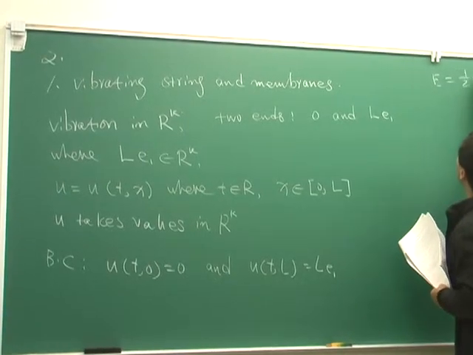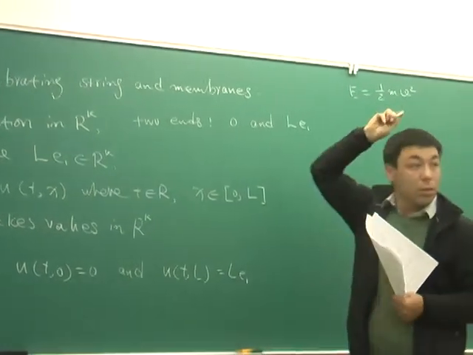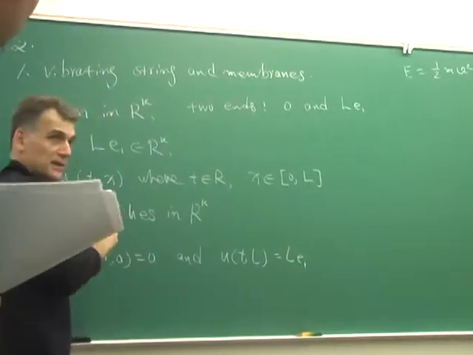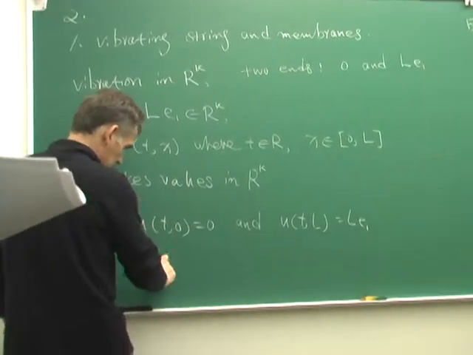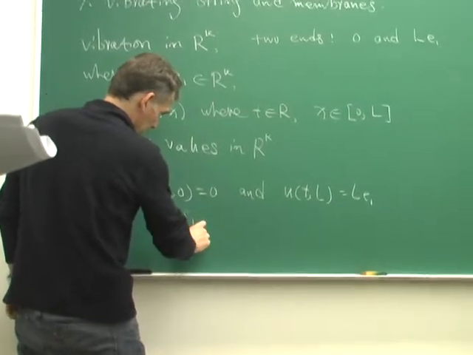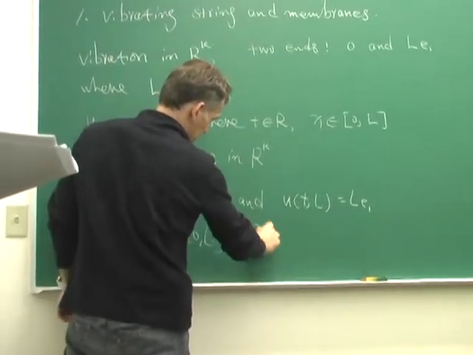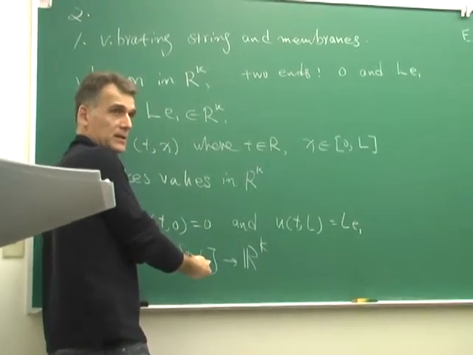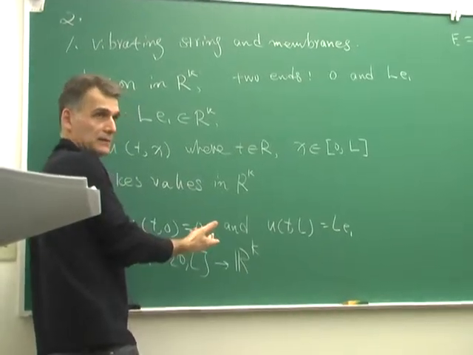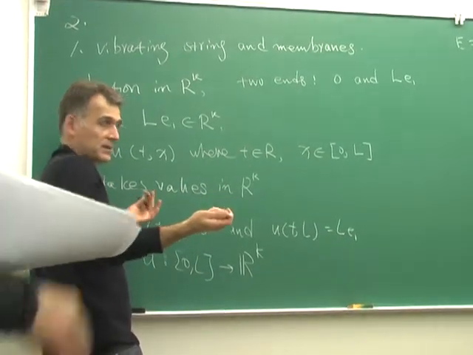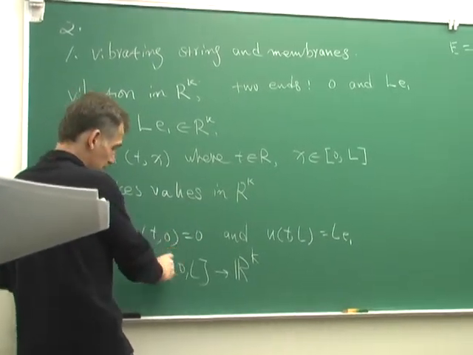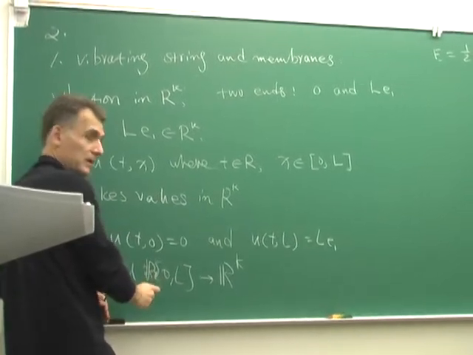Excuse me for interrupting. Let me just clarify what that u is. For any fixed t, u is a map from the interval 0 to L to R^k. It's basically an embedding of an interval in R^k. So it's a curve in R^k, for any fixed t. If you add t, of course, you would get another copy of R.